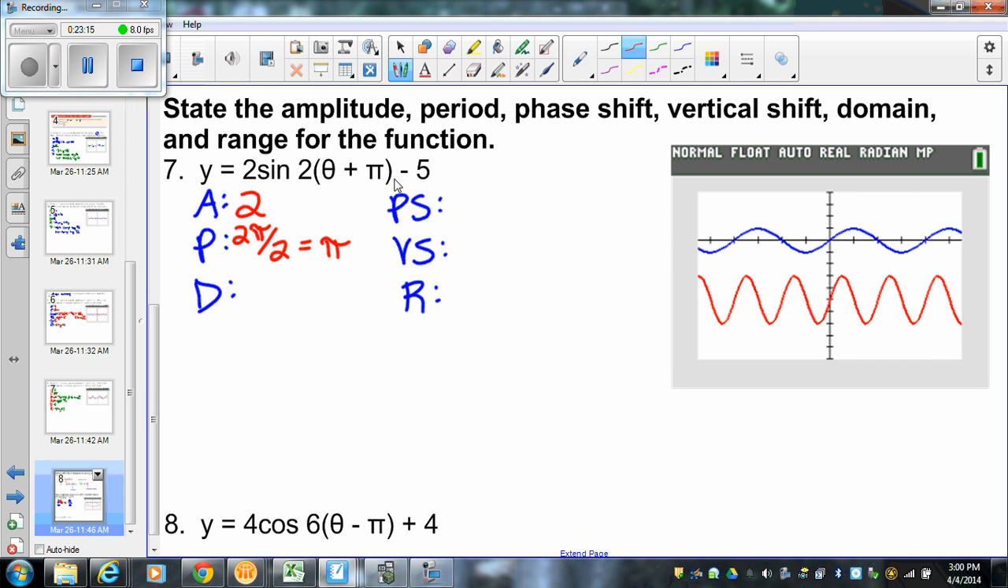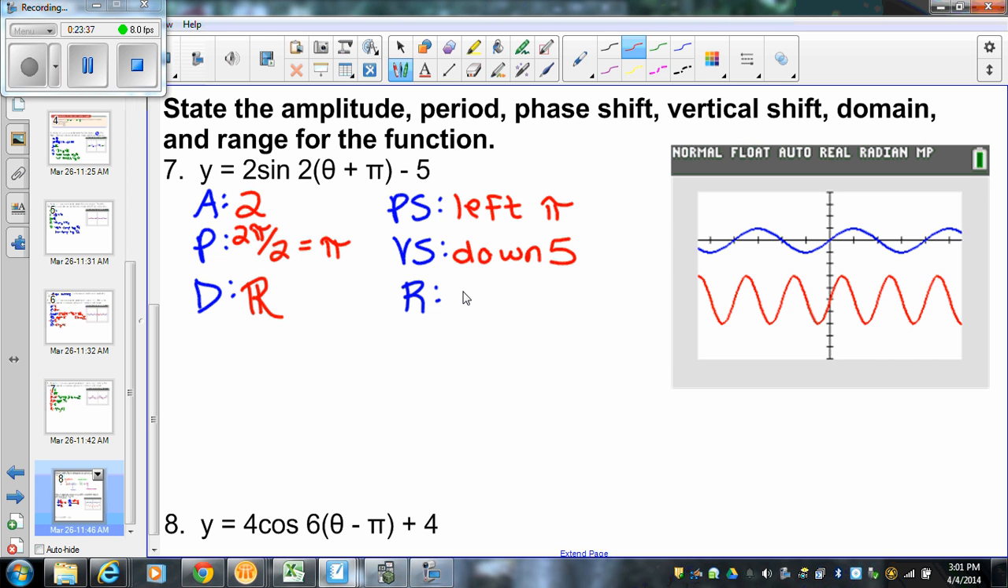Phase shift would be the opposite of the value in the parentheses, so that's going to be left pi units. And then vertical shift is the number outside by itself, so down 5. There's absolutely no transformation that could change the domain of these functions, so it's going to stay all real numbers.